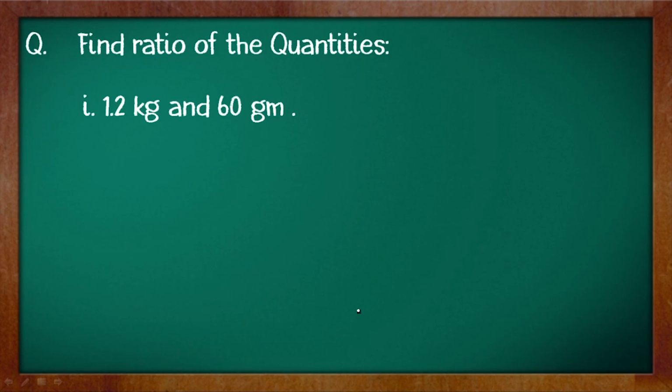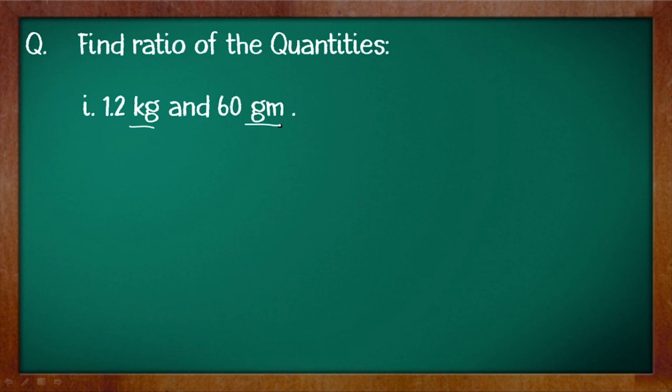So let's see a few examples. Find the ratio of the quantities 1.2 kg and 60 grams. Both represent weight. 1.2 kg is some kind of weight and 60 grams is also some kind of weight. But here we see that they are not in the same unit.